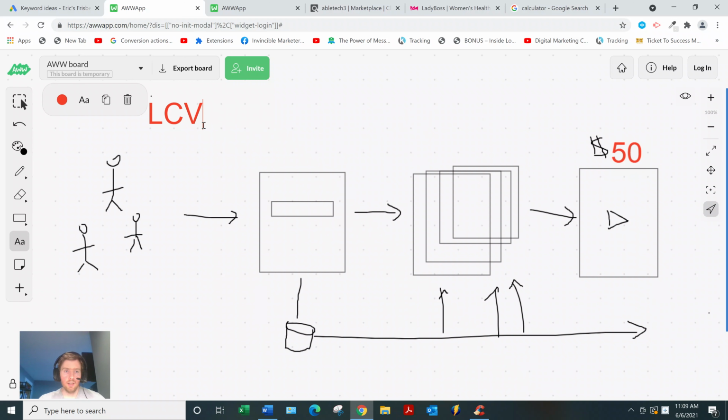Okay, so the second metric I look for is conversion rate.